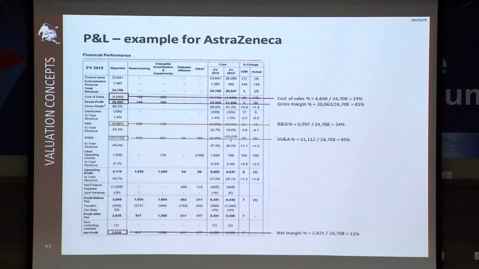And just some quick examples, which I've mentioned. So my cost of sales as a percentage of revenue, 19%, gross margin 81%, R&D 24%, sales, general and administration 45%, and net margin 11%. If you look at all these figures, the denominator is the same. 24708 is all as a percentage of revenues over here, where I'm pointing at now.